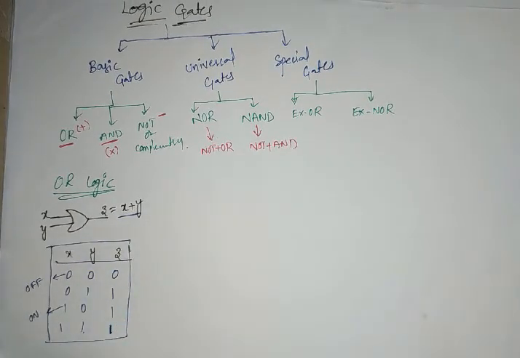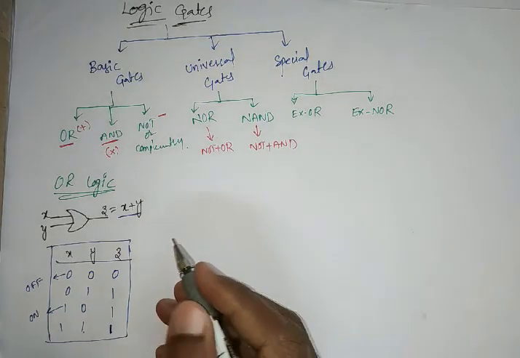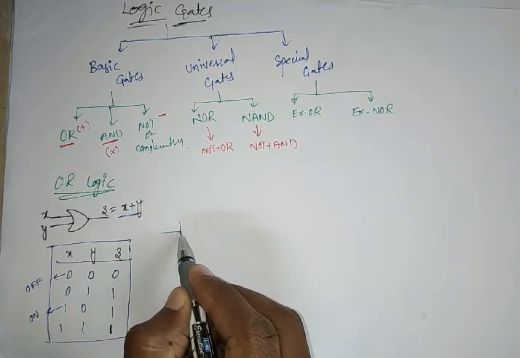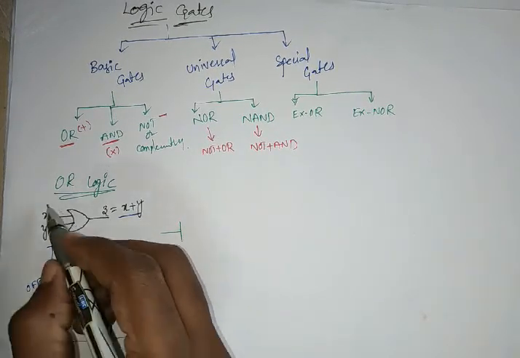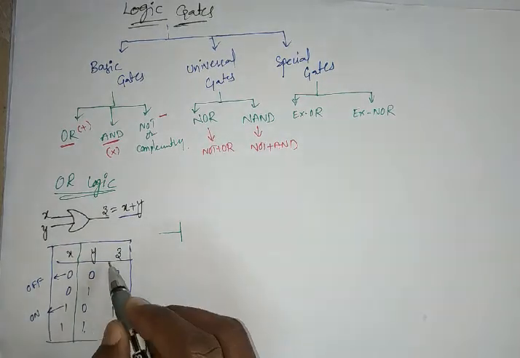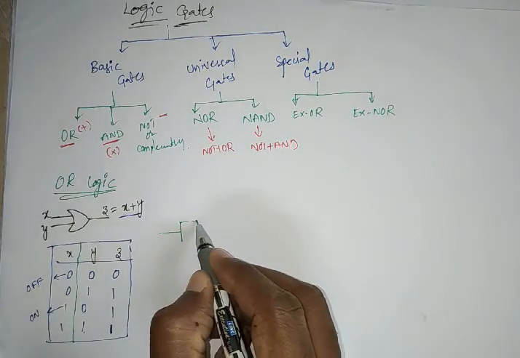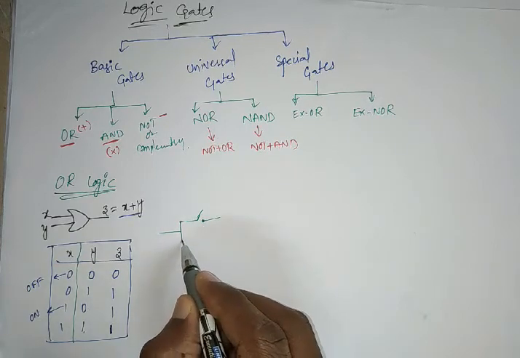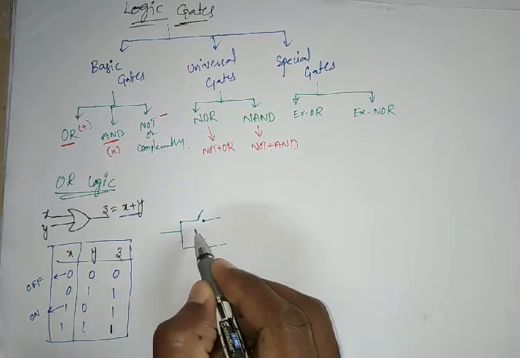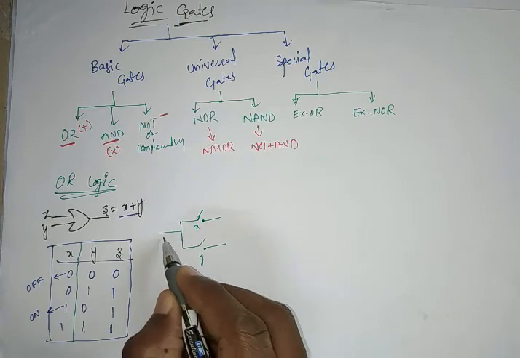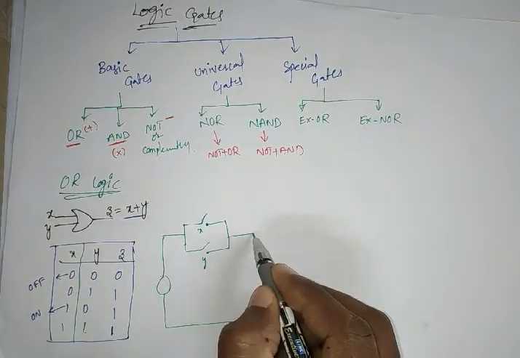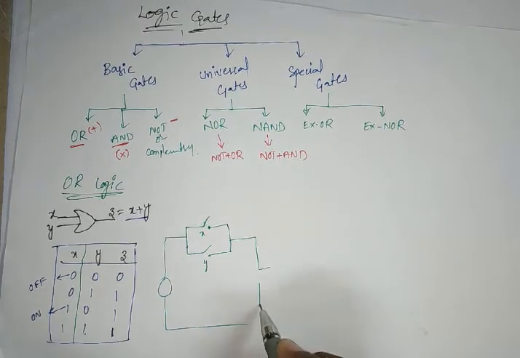Suppose some functions. Generally, in switch cases, we represent the OR logic like this. The inputs are switches. I consider the switches connected like this in a circuit. This is another switch. The switches are considered as X and Y. These are some input sources. And I consider that this is a bulb.